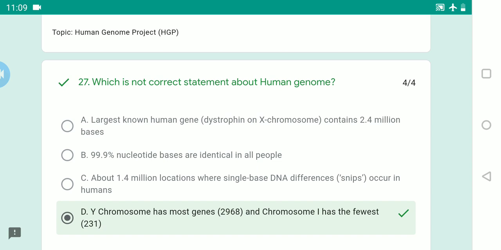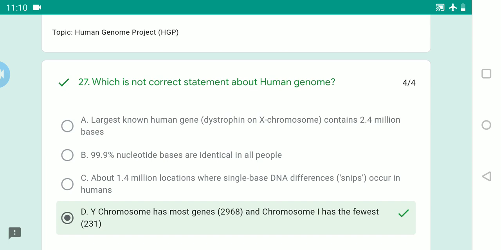The first option: the largest human gene, dystrophin on the X chromosome, contains 2.4 million bases. Yes, it's correct. Then 99.9% nucleotide bases are identical in all people. Yes, that is also correct. Then about 1.4 million locations where single base DNA differences, SNPs, occur in humans. This is also correct.